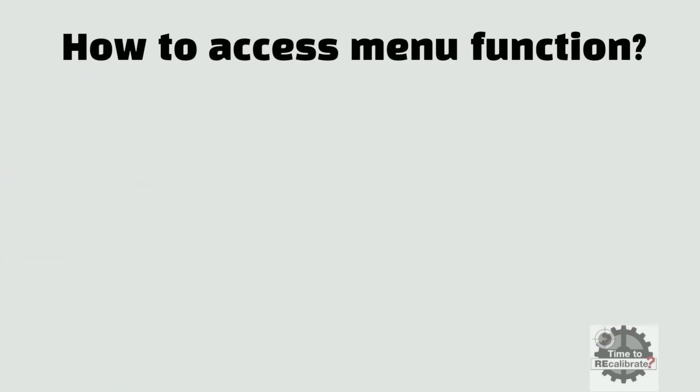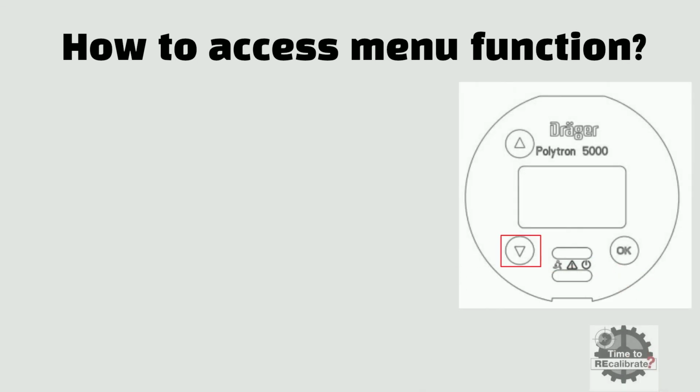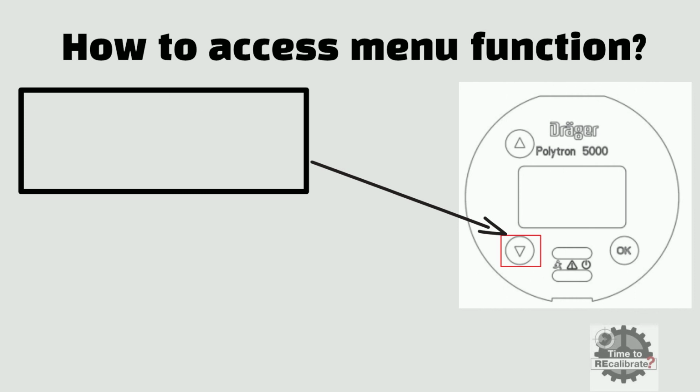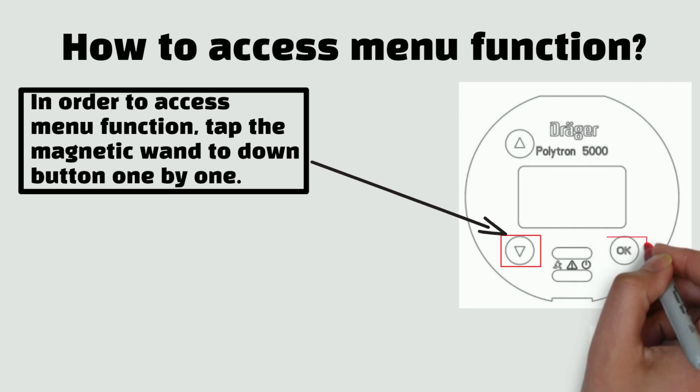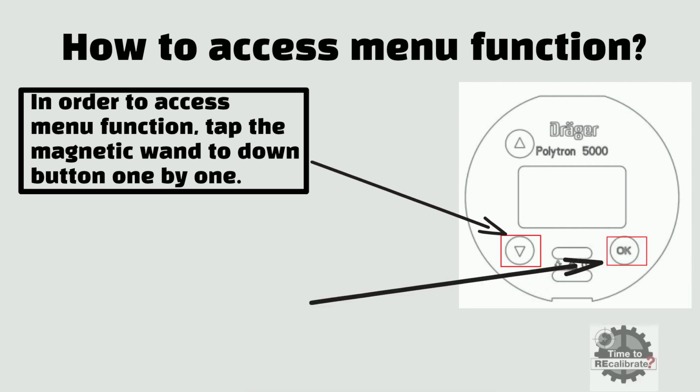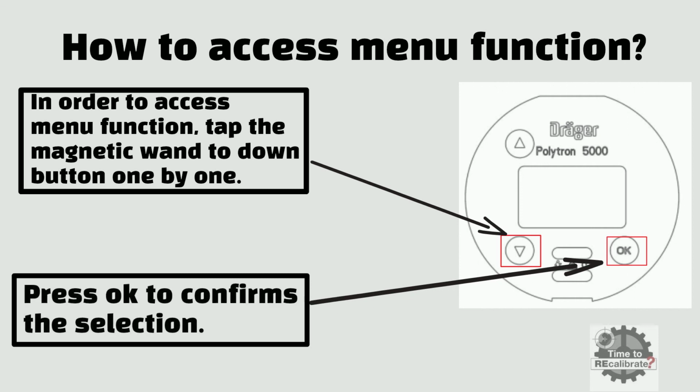Now, how to access the menu function of the Draeger Polytron 5000 series? In order to access the menu function of the Polytron 5000 series, press the magnetic wand to the down button one by one. And you can see zero adjustment, span adjustment, 4 to 20 test, alarm 1 test, alarm 2 test, fail test, alarm 1 set, alarm 2 set, and many other functions. When the desired function appears on the screen, press the OK button to set the value or to check the parameter value.